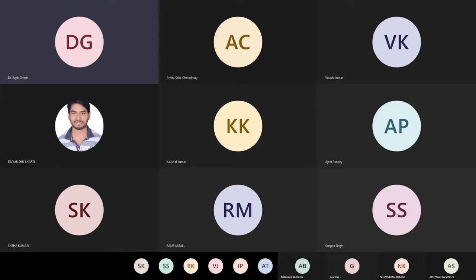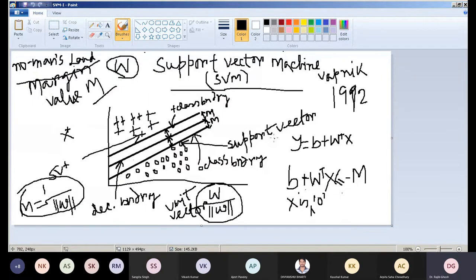Like here you can see, on both sides of the division boundary some amount of no man's land will be there. That means not a single training sample, either from class 1 or class 2, should be placed there. Entirely it should be empty space. That's why it is no man's land.